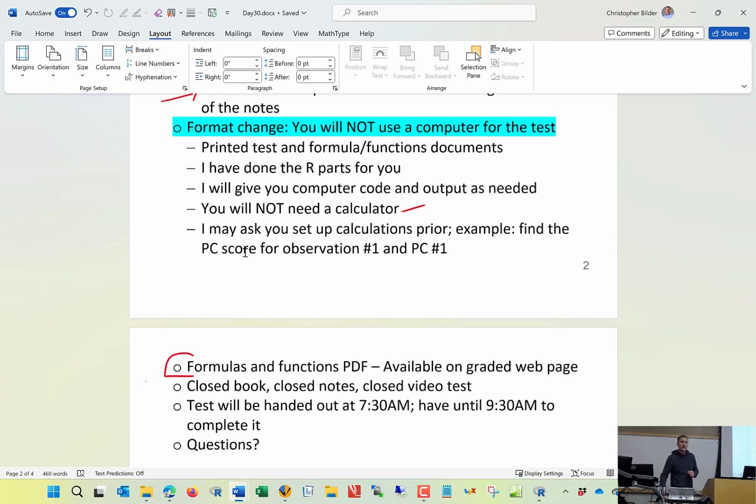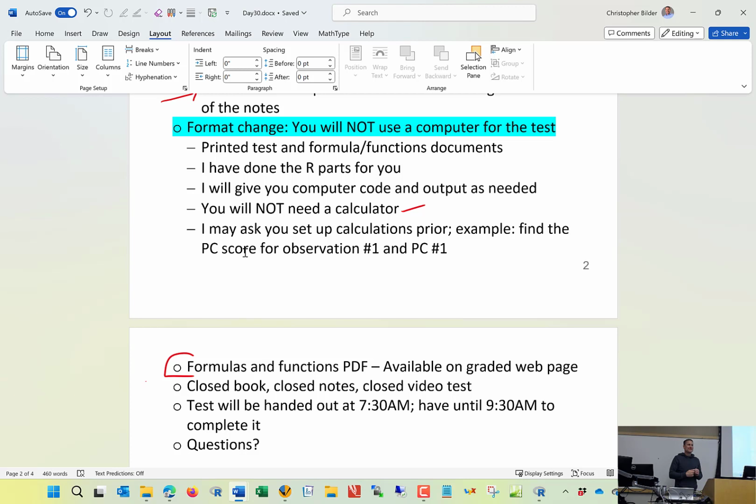Is there any sample question? Basically, test 2 and test 3. Those will be sample questions. Imagine doing the same problems on test 2 and test 3, but I've given you the code and the output.